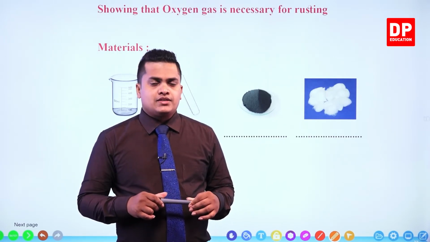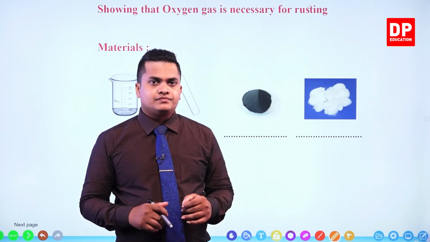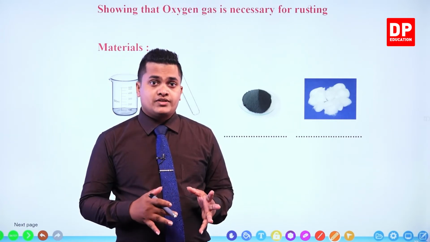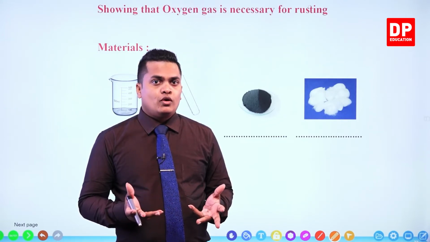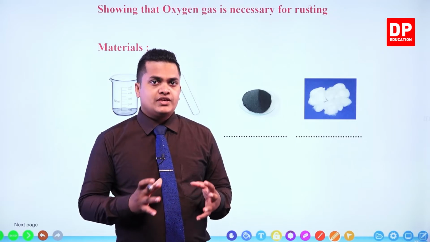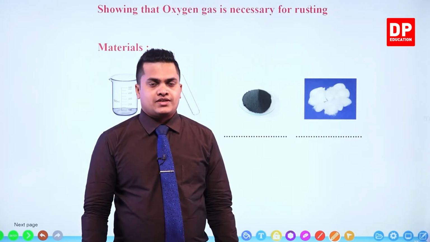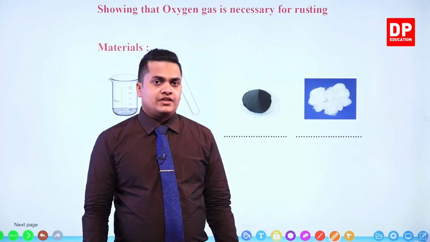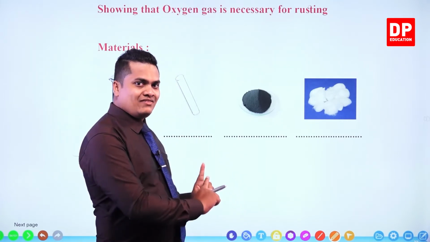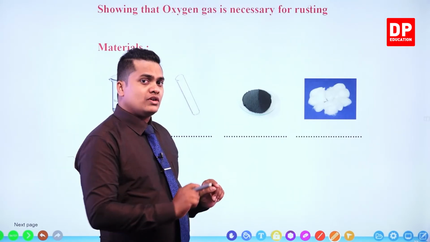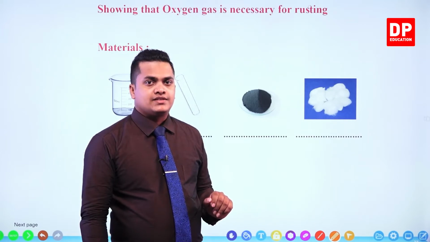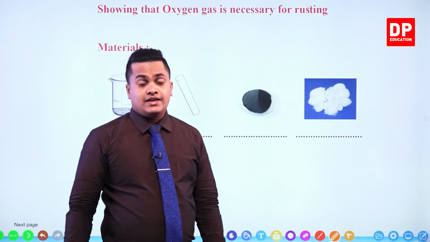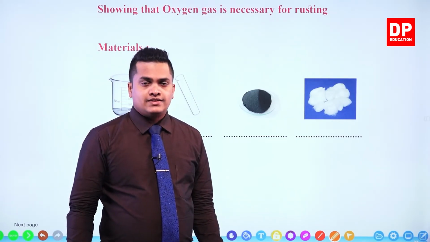If you take air particles, there are different components in air. There are several components in air, right? So we don't know which component of air is necessary for the process of rusting. So therefore, my dear children, we will be conducting this activity to ensure that the component called oxygen gas in air is necessary for the rusting process. So let's conduct this activity and we'll get the necessary observations.